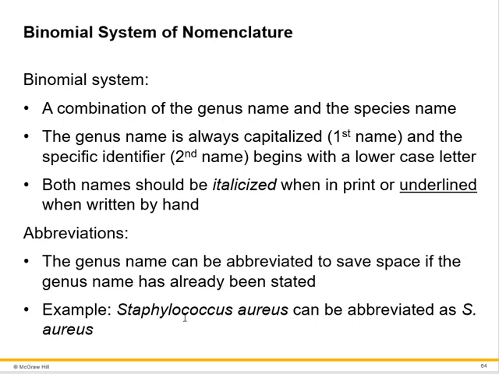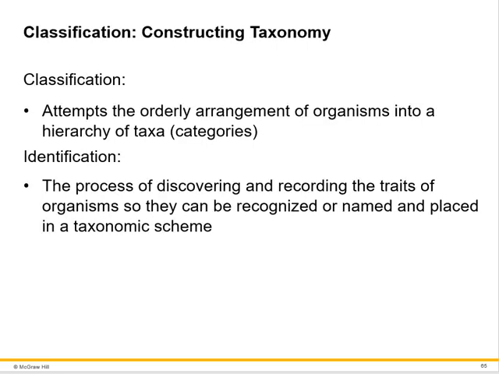We do use abbreviations sometimes, like Staphylococcus aureus is abbreviated S. aureus, or Escherichia coli is abbreviated E. coli. So the genus can be abbreviated to save space. Some of these names are really long, so it's common to say E. coli instead of Escherichia coli.